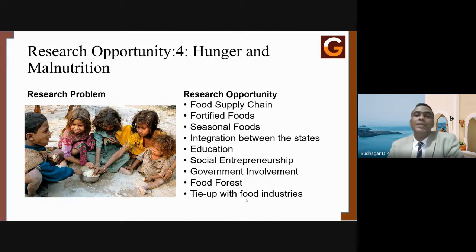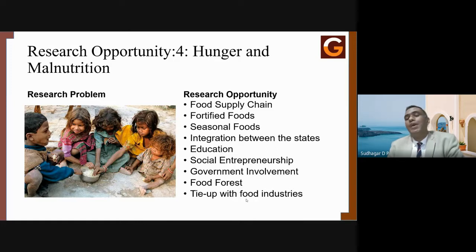The role of education in hunger and malnutrition, again, could be one of your research opportunities. How social entrepreneurship can be a game changer when it comes to reducing hunger and malnutrition. I'm sure you all must have heard about the concept called Akshaya Patra. Is it possible to come out with so many other social entrepreneurs who could actually help and support people who are suffering from hunger and malnutrition? This also could be one of the research opportunities. How about government involvement in reducing hunger and malnutrition? Again, you can take this as one of the research topics.